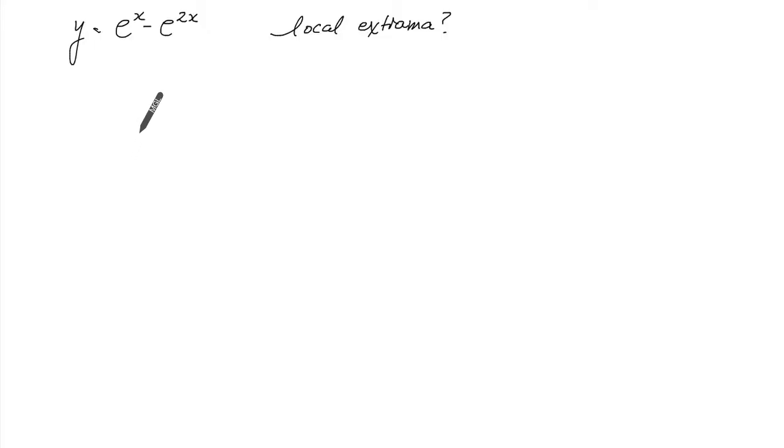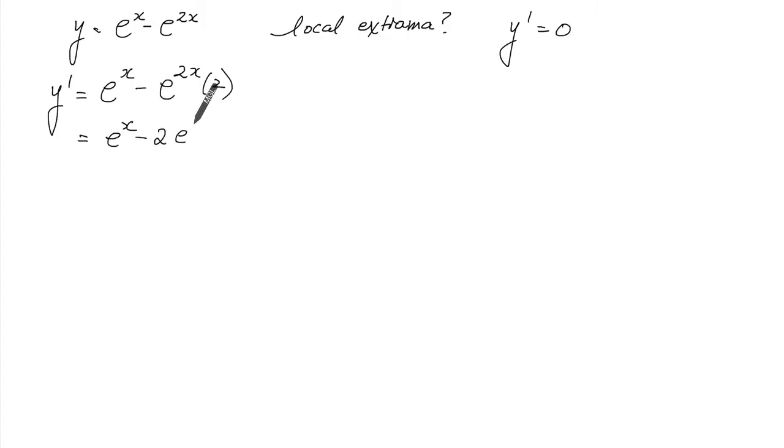So we are asked to find the coordinates of the local extrema associated with function y. If you remember, the local extrema occur for values of x where y prime is equal to 0. So we first have to find y prime, or the derivative of y, and that's equal to e to the power of x minus e to the power of 2x times 2, by the chain rule. So I'm going to write that as e to the power of x minus 2 times e to the power of 2x.